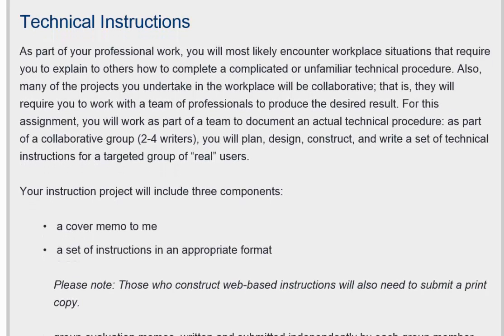The reason why you're being asked to create a set of technical instructions is because preparing instructions in which you inform other people about some process or task that you know how to complete is a common requirement in many different professions. Even if you never need to write a set of technical instructions in your future career, however, writing technical instructions puts into play many of the important technical writing considerations that we've been covering in this course.